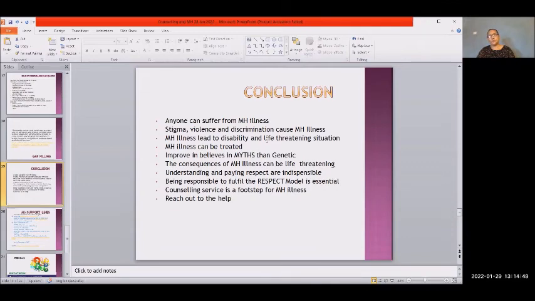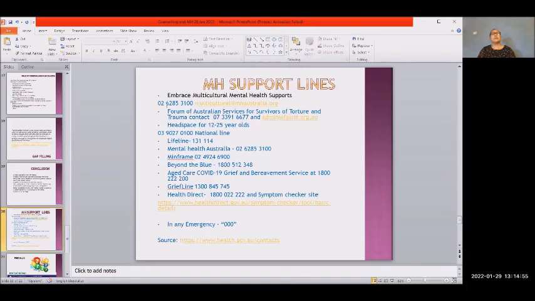So reach out for help. These are the conclusion. And of course, there are a few numbers for mental health support lines. If you are suffering from grief, you can call 1300 845 745, or Healthdirect on 1800 022 222.